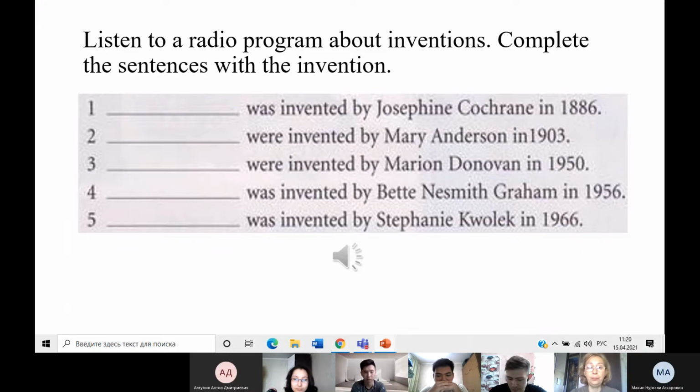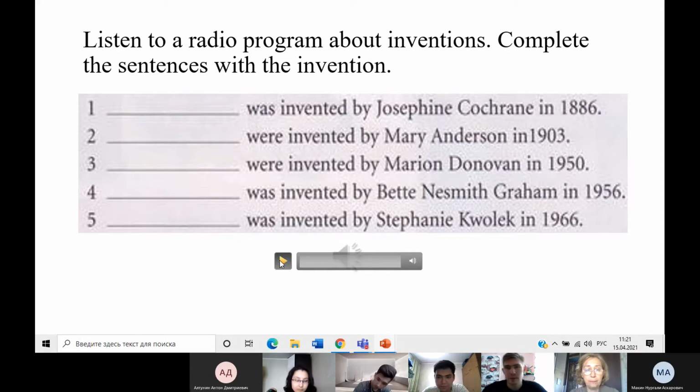Now, so we can see here in this sentence the structure was invented or were invented, and we can see the name of a person who made this invention and the date when it was done. And let us listen to the radio program, and you'll say if you hear or not.